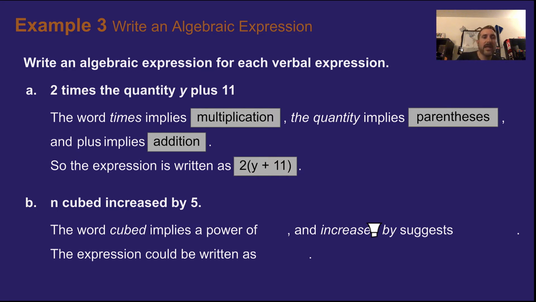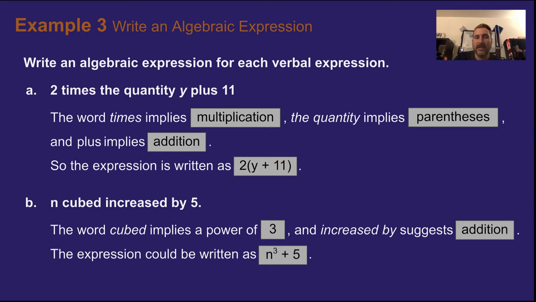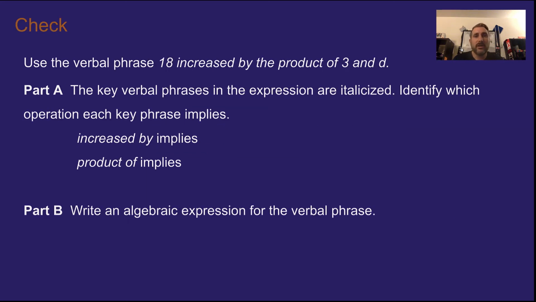Part B, n cubed increased by 5. So the word cubed implies a power of 3, and increased by means addition. So we could write it n to the 3rd power, or n cubed plus 5. Check your understanding using the wording to write an algebraic expression. Read through the verbal phrase, write out what each word implies, and then finally write an algebraic expression. Pause the video now and complete this check.